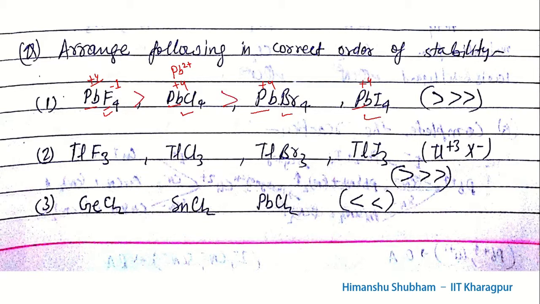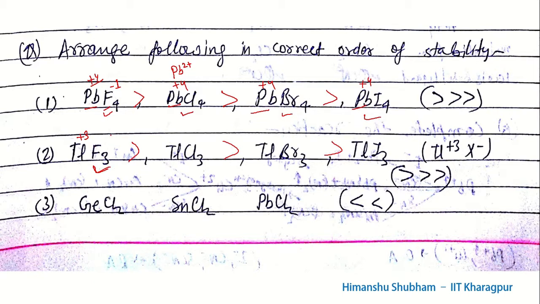Similarly, we can order the stability of these compounds on the basis of this reasoning. So the order would be like this, and a similar explanation can be given for the next question, and the order would be like this, because fluorine is a strong oxidizing agent and Tl here is in the +3 state. Tl wants to be in the +1 state, so to keep it in the +3 state we need a strong oxidizing agent, which is fluorine.